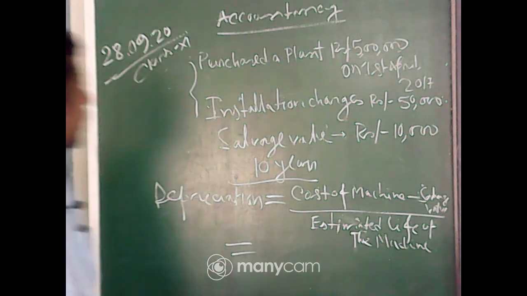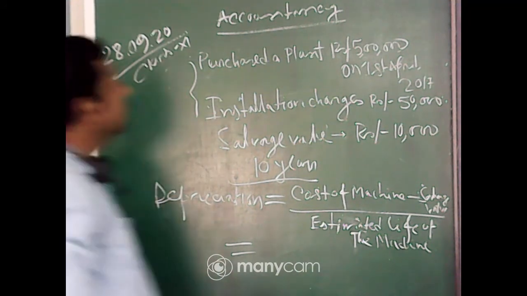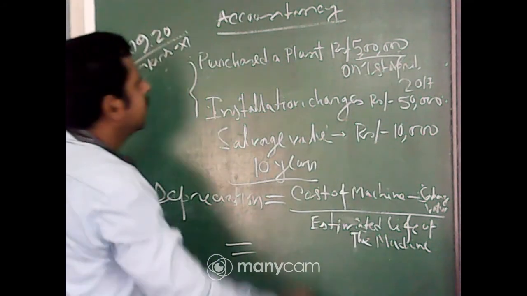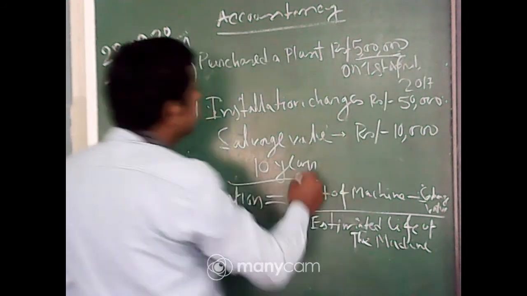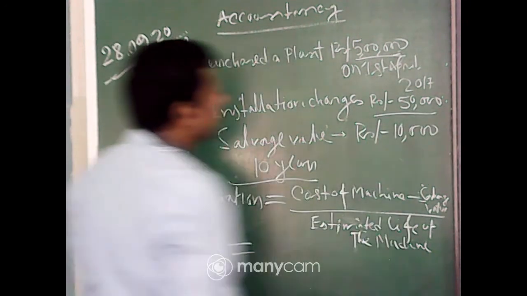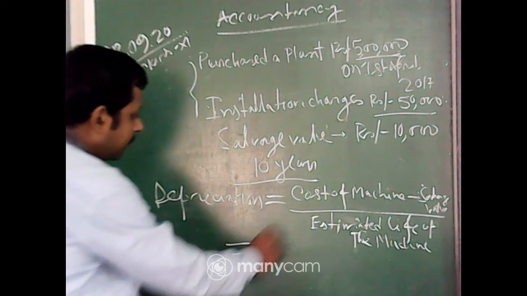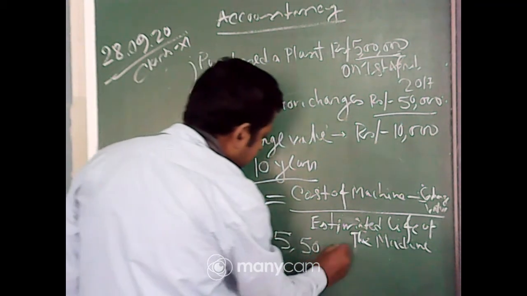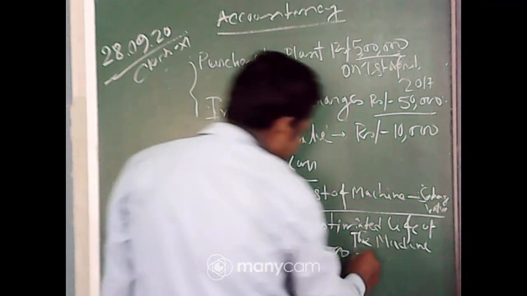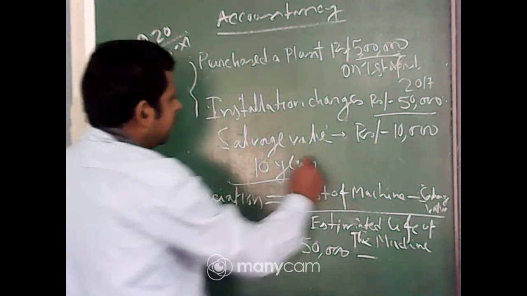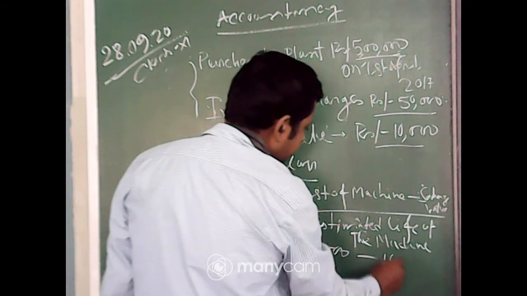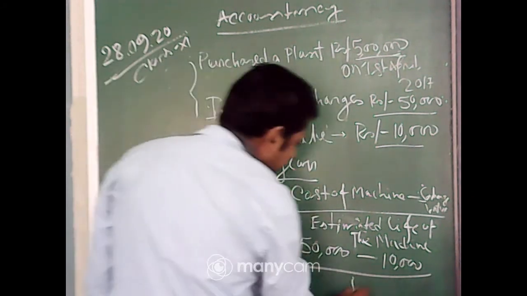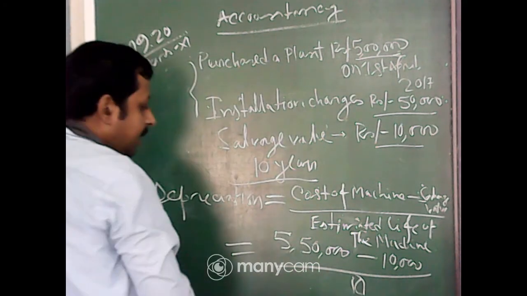The cost of the machine means not just the purchase price. Here the purchase of the plant is 5 lakh and installation charges are 50,000. So the cost of the machine is 5,50,000. Now we have to deduct salvage value. Salvage value is here 10,000. What is the estimated life of the machine? That is 10 years, so you should divide by 10.